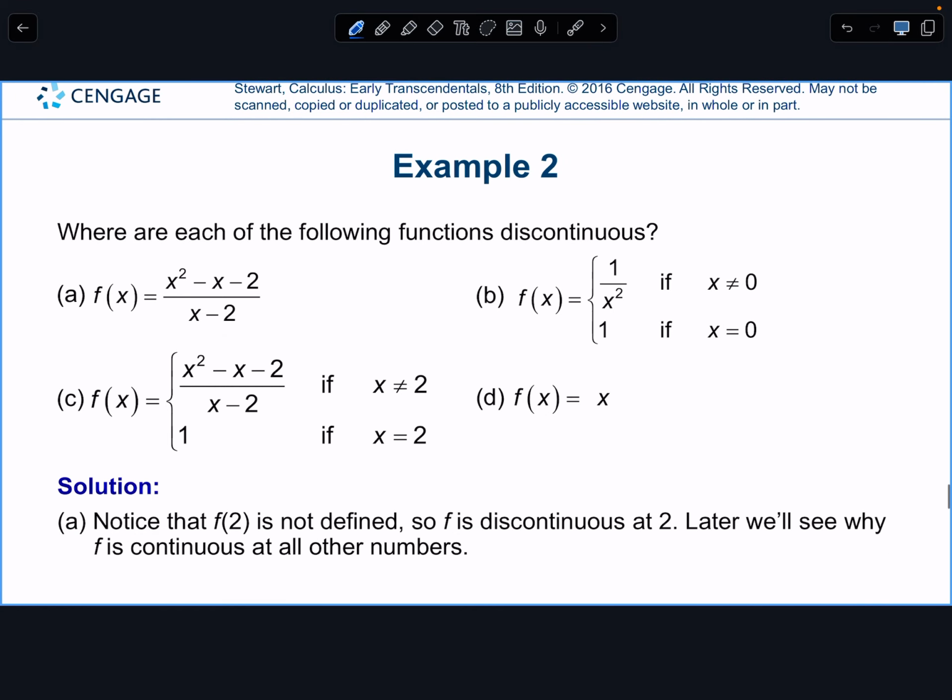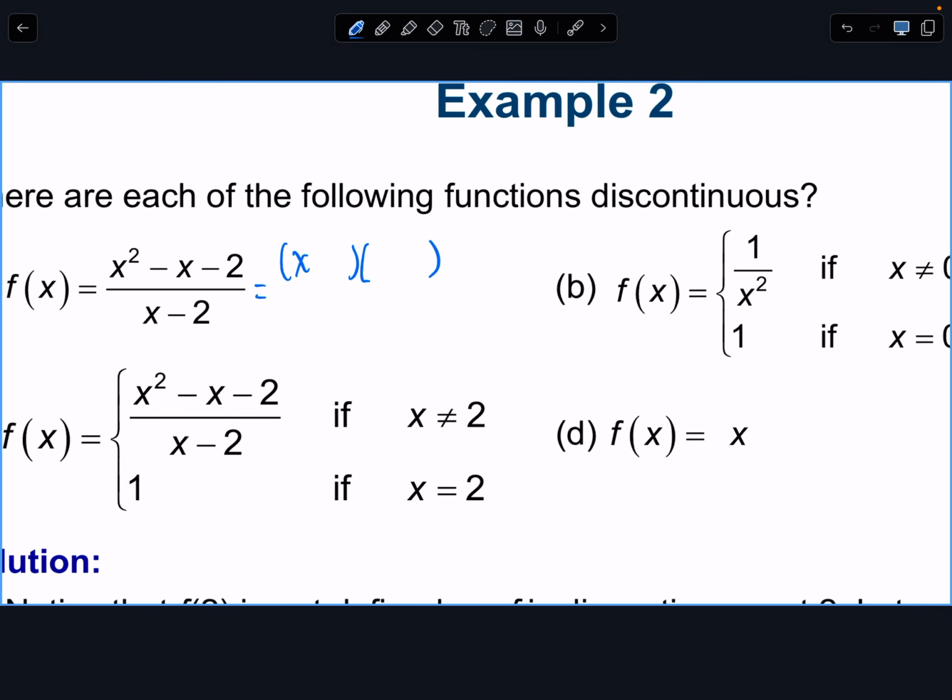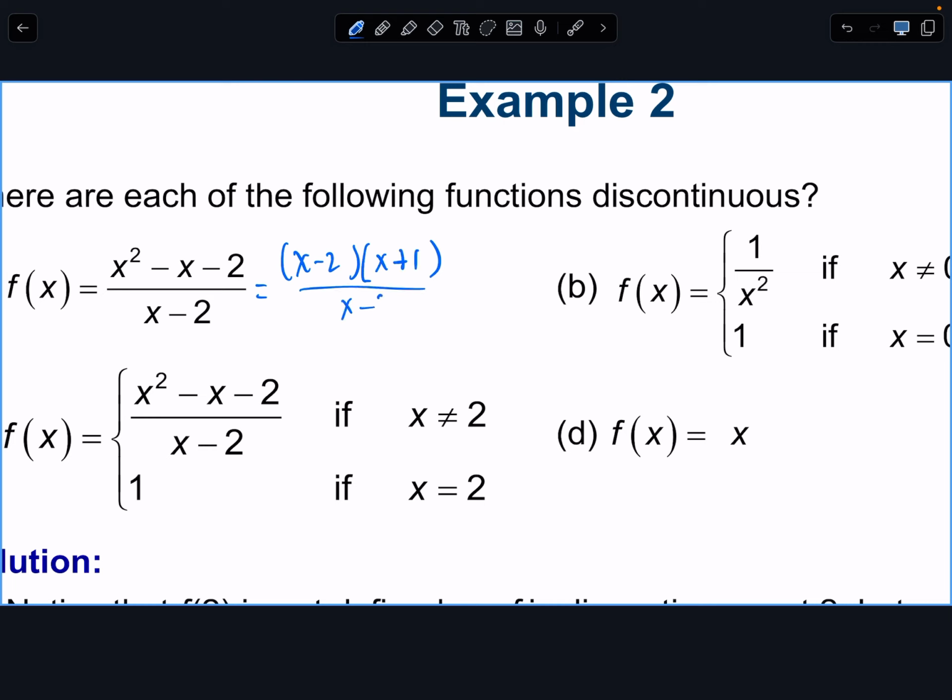Okay, and then, maybe not even looking at the graph, it says, can you tell basically if a function is going to be discontinuous at a number? Well, let's look at this one. The key here is to be able to factor this top part. Tell me what it factors into. x minus 2, x plus 1. Does that sound good? And of course, you've got x minus 2 here and here. So you have a common factor of x minus 2.